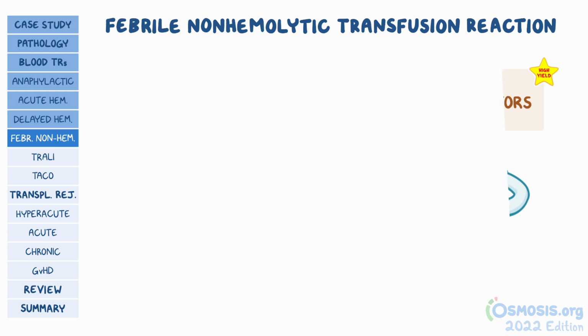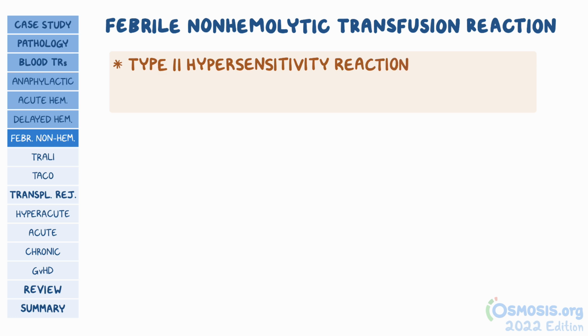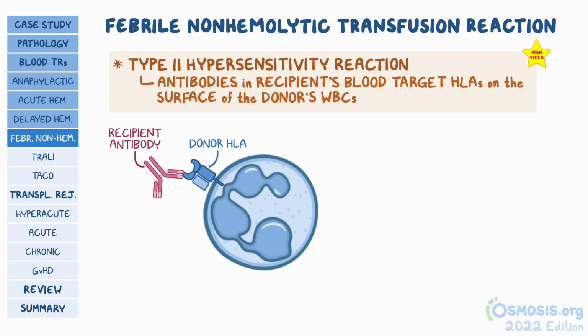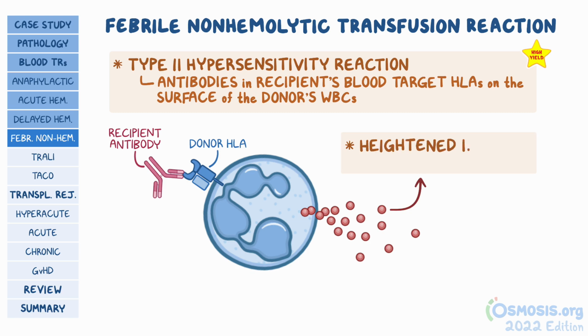Another proposed mechanism for febrile non-hemolytic transfusion reaction involves a type 2 hypersensitivity reaction, where antibodies in the recipient's blood target human leukocyte antigens, or HLAs, on the surface of the donor's white blood cells. This again causes these cells to break and release their cargo of cytokines into the blood after transfusion. In both cases, the released cytokines put the body in a state of heightened immune response, like when you have a cold.